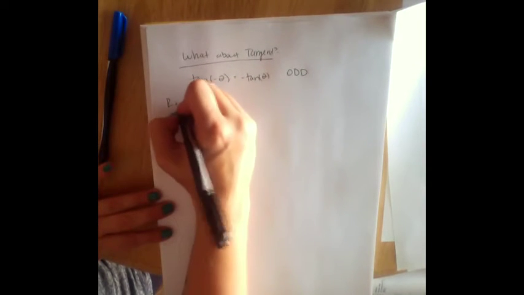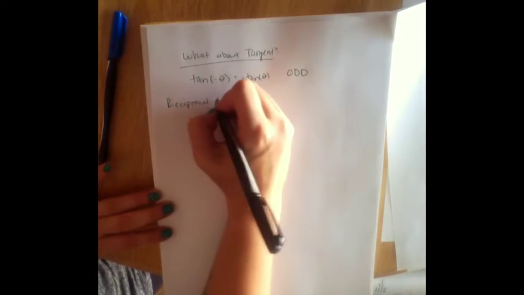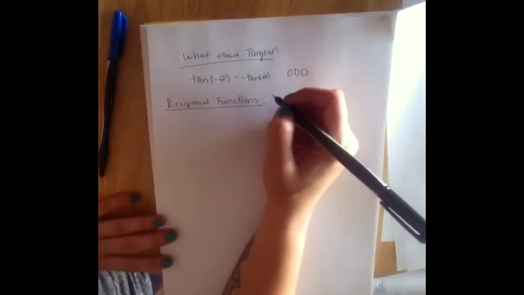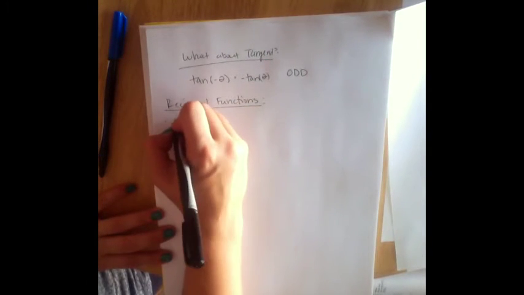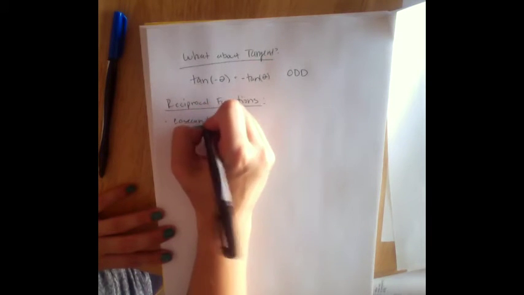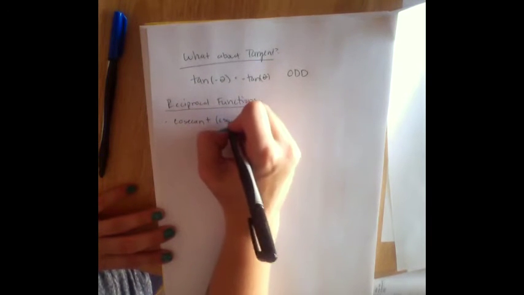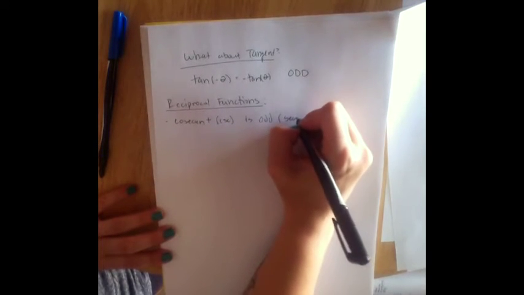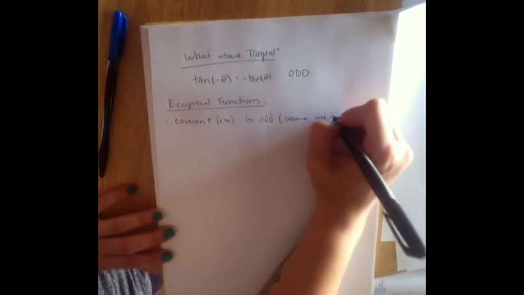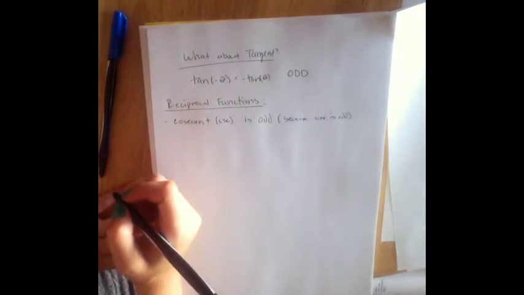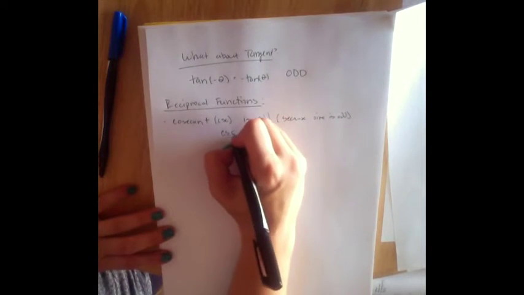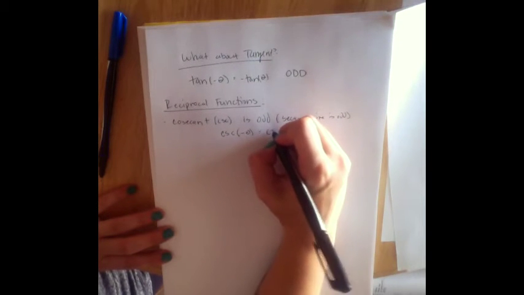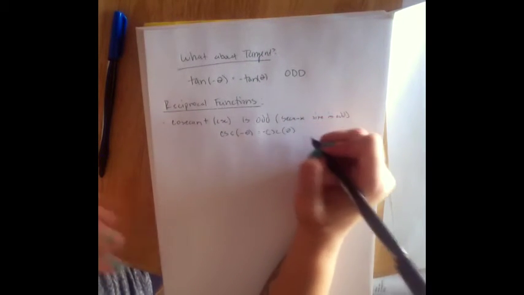Reciprocal functions. Cosecant is odd because sine is odd, right? That should be a no-brainer. Cosecant of negative theta is the negative cosecant of theta.